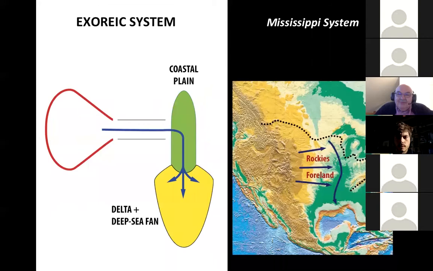Okay, so just an example. What we call an exorheic system. This is a concept that we will use a lot. So I have here the example of North America.